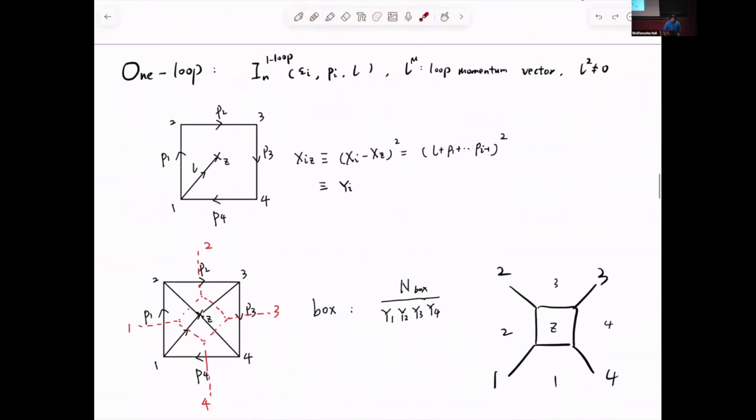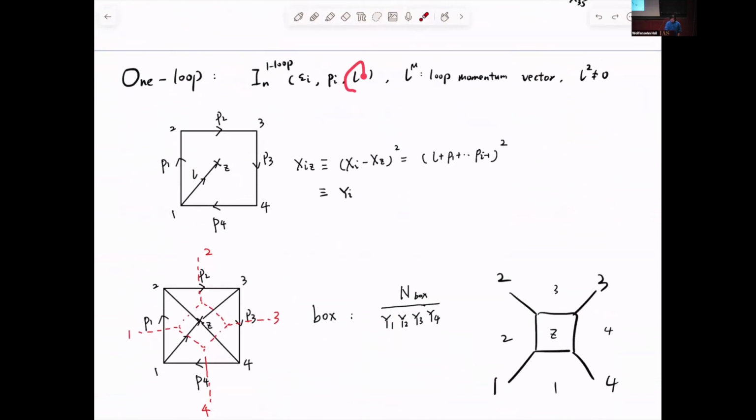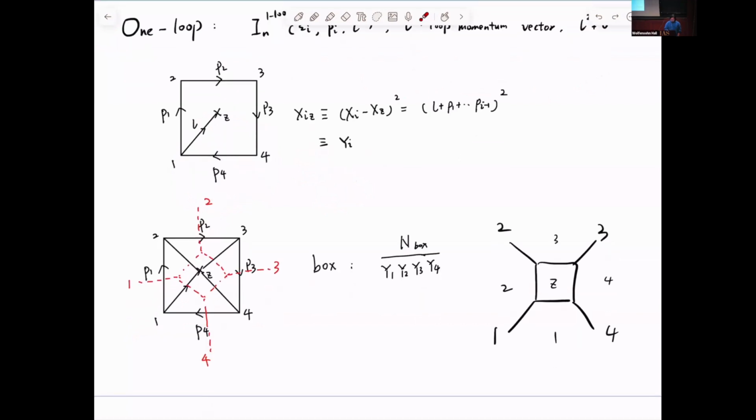Now let's move on to the one-loop integrands. Here it now has the loop momentum vector L, and L squared is not zero. So we need new kinematics to describe the one-loop integrands. For example, at 4-point one loop, we can form a box, and the inner puncture we call x_0. The new variables we introduce here are x_i0, shortened to y_i. And for example, we can draw all the possible full triangulation or partial triangulation diagrams.